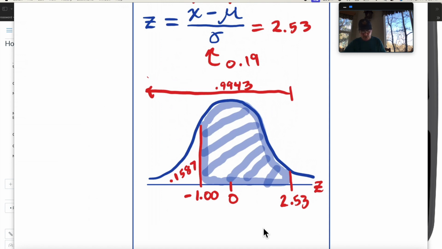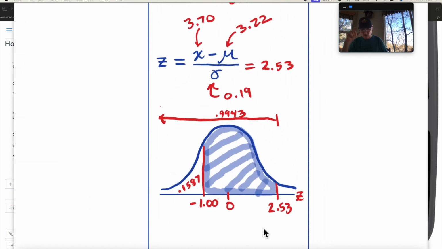0.1587. So what we need to do to do this problem is this area here that I want, we're going to have to take everything to the left of 2.53. So that's all of this. Okay, I want to get rid of, take that total area, which is 0.9943.